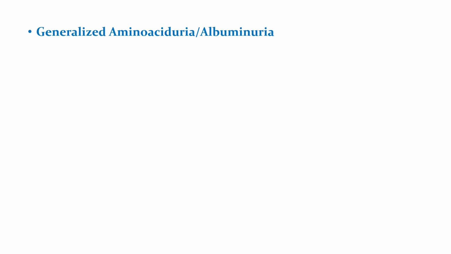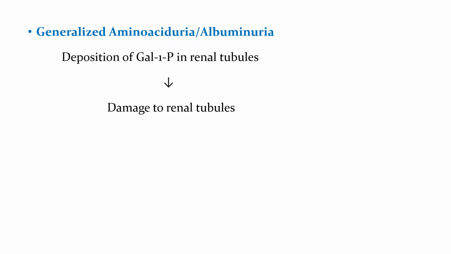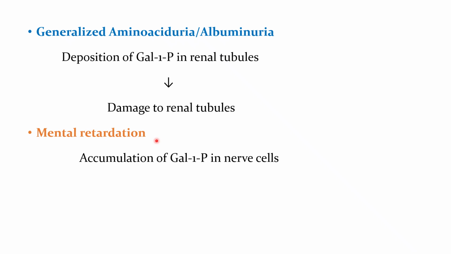There is generalized amino aciduria or albuminuria in galactosemia. That means excretion of amino acids and albumin in urine. It is due to renal damage. Why is there renal damage in galactosemia? Because of deposition of galactose 1 phosphate in renal tubules. The next clinical manifestation is mental retardation. It is due to brain damage. Why is there brain damage? It is because of accumulation of galactose 1 phosphate in nerve cells.